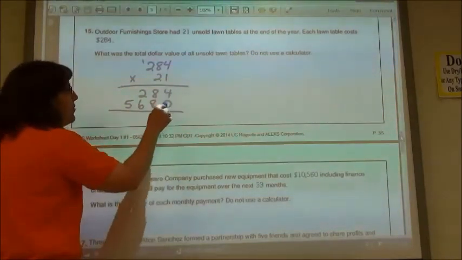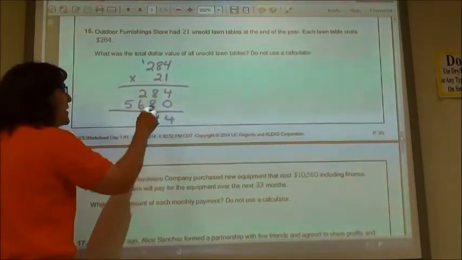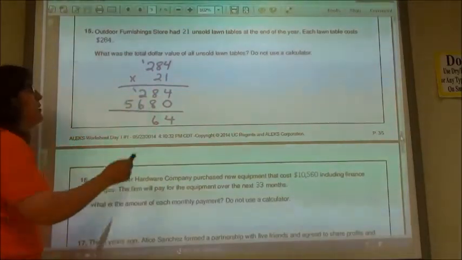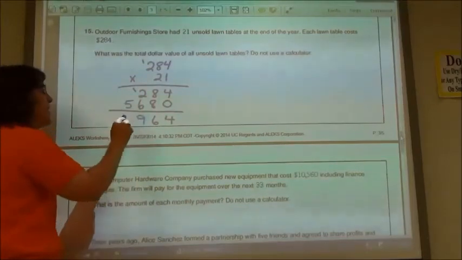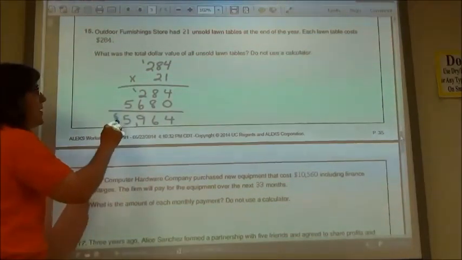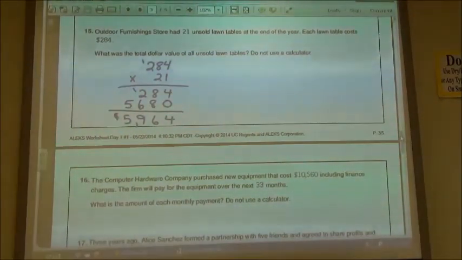And then I add. 4 plus 0 is 4. 8 plus 8 is 16. Carry my 1. 1 plus 2 plus 6 would be 3 plus 6 is 9. And then bring down my 5. So $5,964.